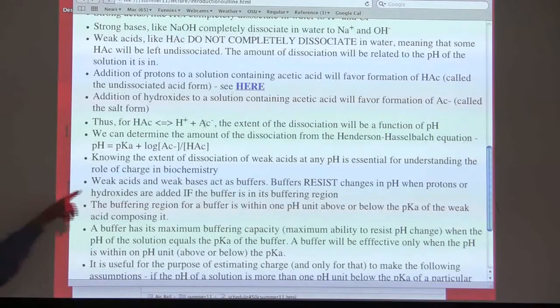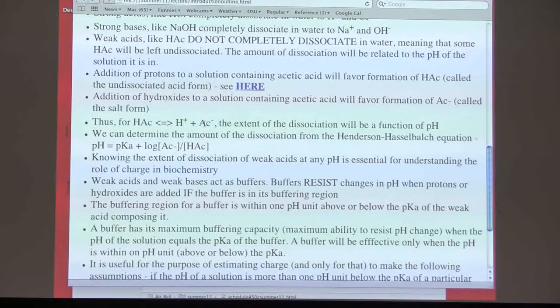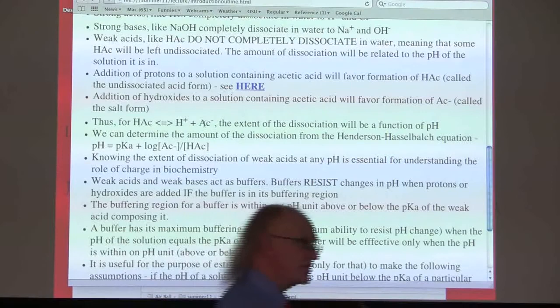1. And what is the log of 1? 0. We just calculated the pH of the solution. pH is equal to 4.76 plus 0, which is equal to 4.76. We just learned something very important. When the salt equals the acid, the pH equals the pKa.